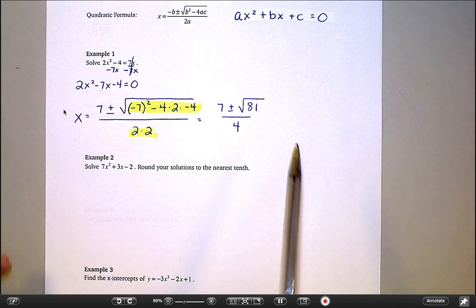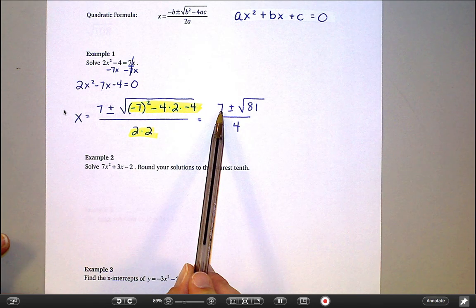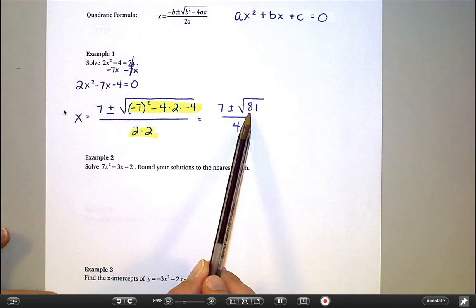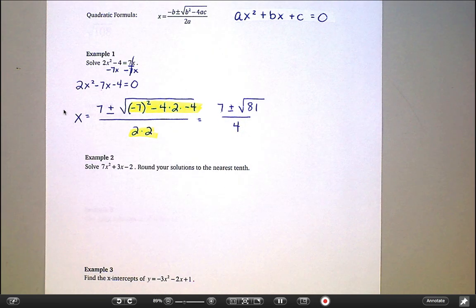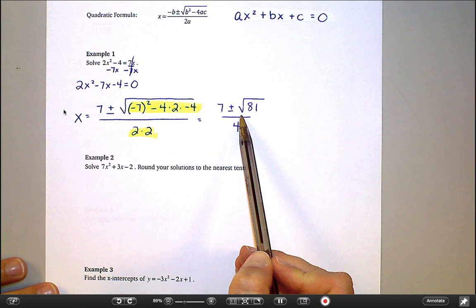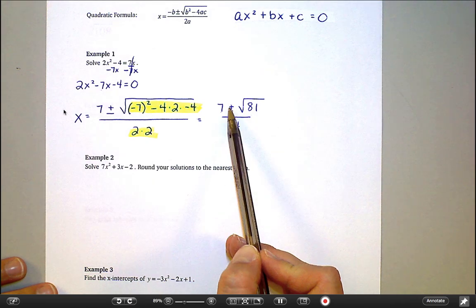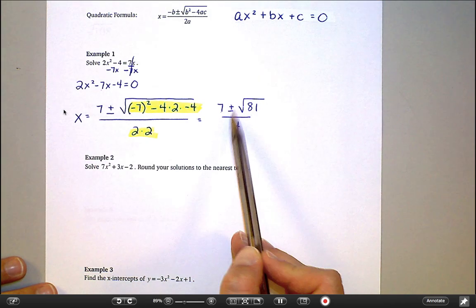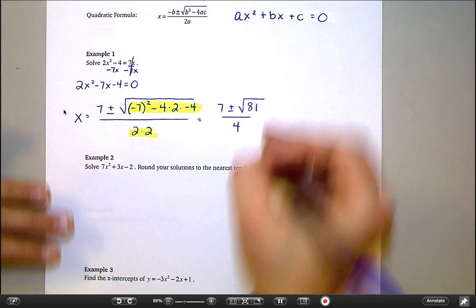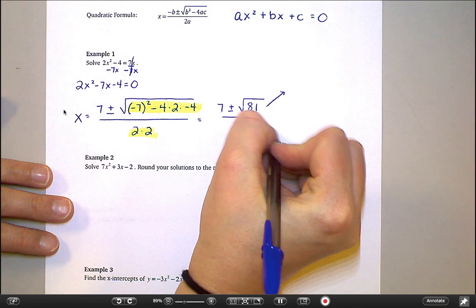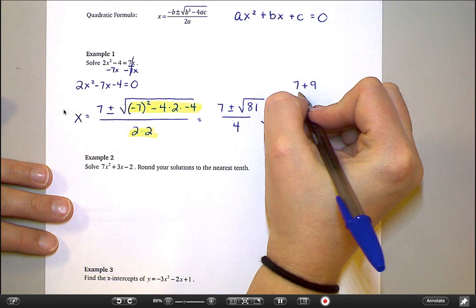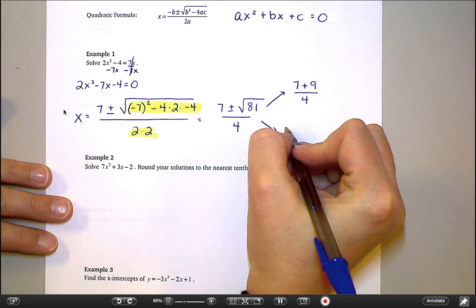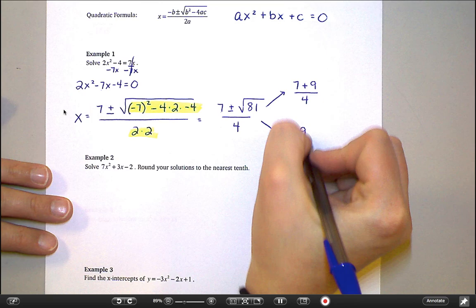Now, my next step is going to be to take the square root of that 81, but I'm also going to deal with that plus or minus here. What that really is, is combining two problems in one. Remember how when you take a square root, technically the answer here is 9, but it should be positive 9 or negative 9? That's where that comes in. And so we're going to crunch the numbers two different ways. We've got a split here. One of them is going to be with a plus, 7 plus 9 over 4, and one of them with a minus 9, 7 minus 9 over 4.